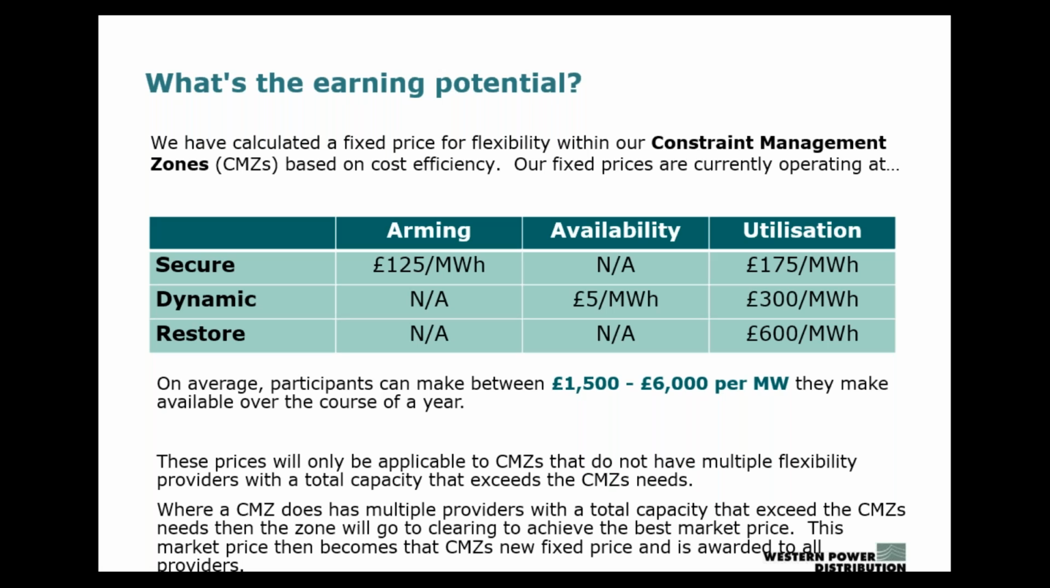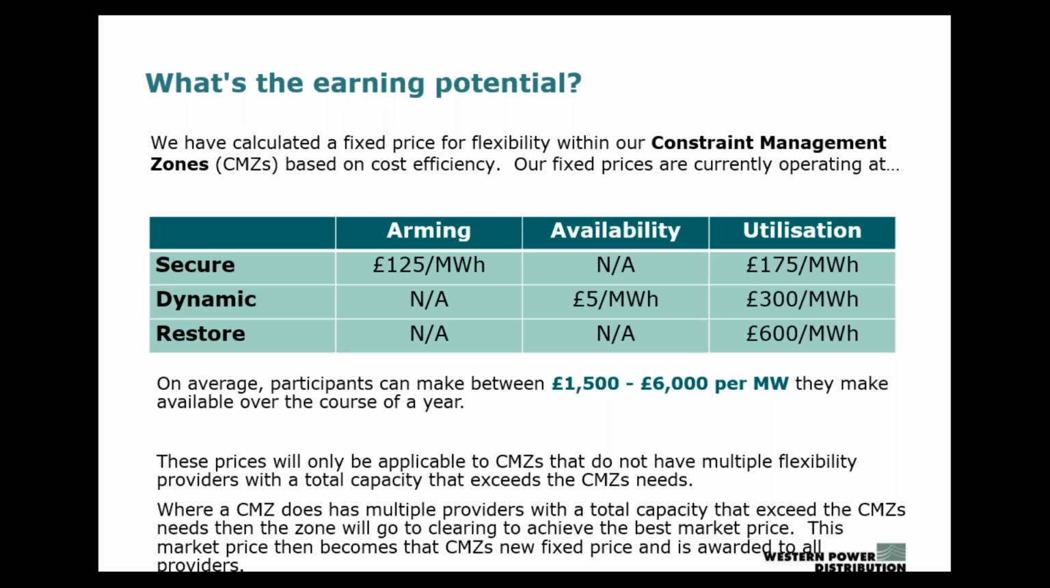With the dynamic product, there need to be certain network conditions that would need to be met before we would have any certainty around requiring that service. So we tend to offer much longer availability windows on the dynamic product, and we'll make the in-day decision on when we need to utilise you. But overall, the secure and the dynamic is roughly £300 per megawatt hour within those areas. On average, we think participants should be able to make between £1,500 to £6,000 per megawatt that they're able to offer available to us over the course of 1 year participating in Flexible Power.